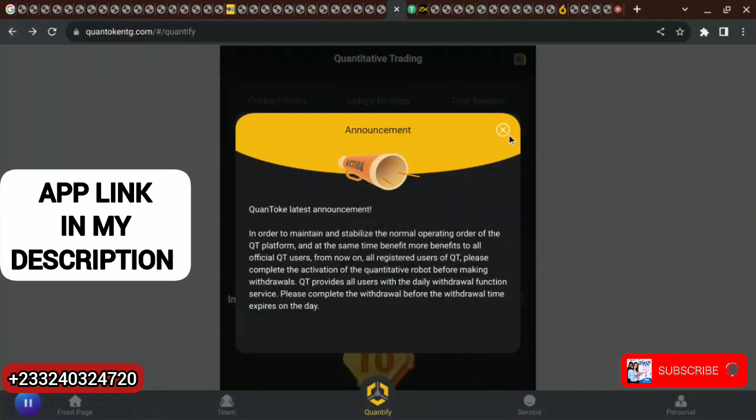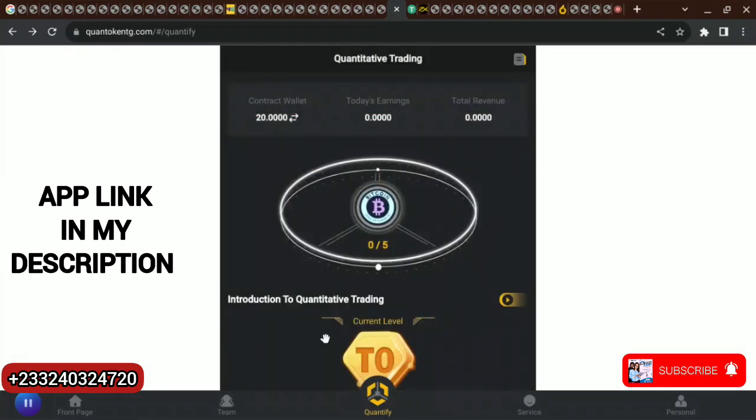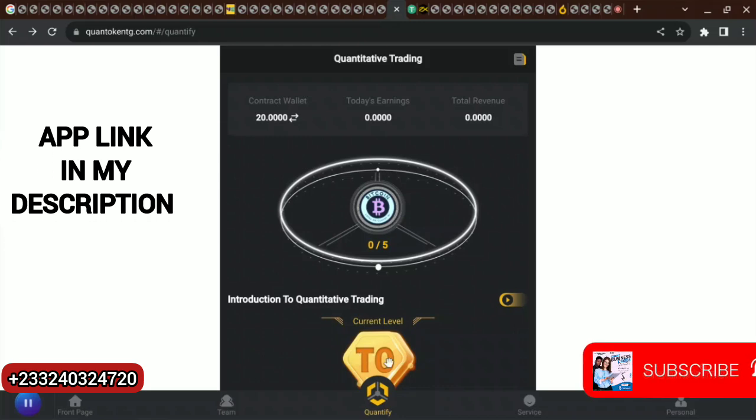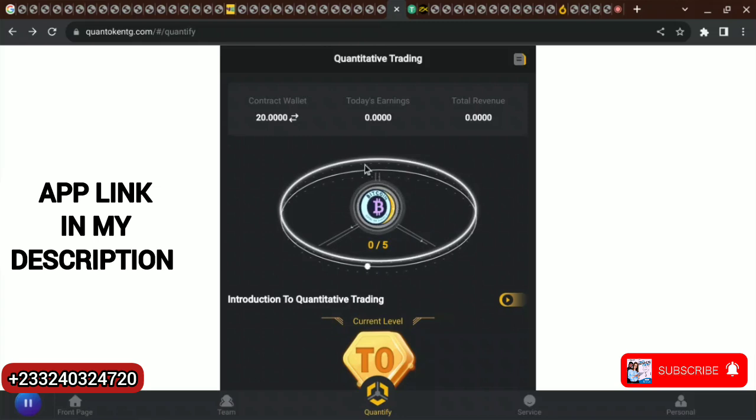Since we have clicked on Quantify, that's the quantitative trading. We click on two, the bit. Have you seen the Bitcoin? It's trading.